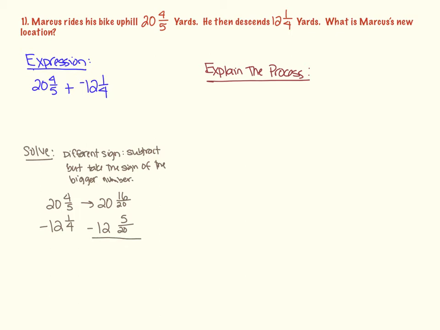So now we can actually go ahead and subtract. Subtract the whole numbers. 20 minus 12, that's 8. And then subtract your numerators. 16 minus 5. That gives us 11 over 20.